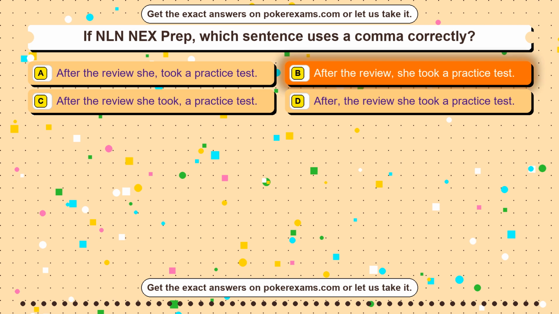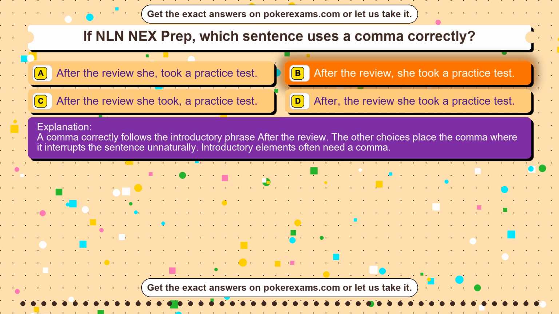The correct answer is option B. After the review, she took a practice test. A comma correctly follows the introductory phrase after the review. The other choices place the comma where it interrupts the sentence unnaturally. Introductory elements often need a comma.